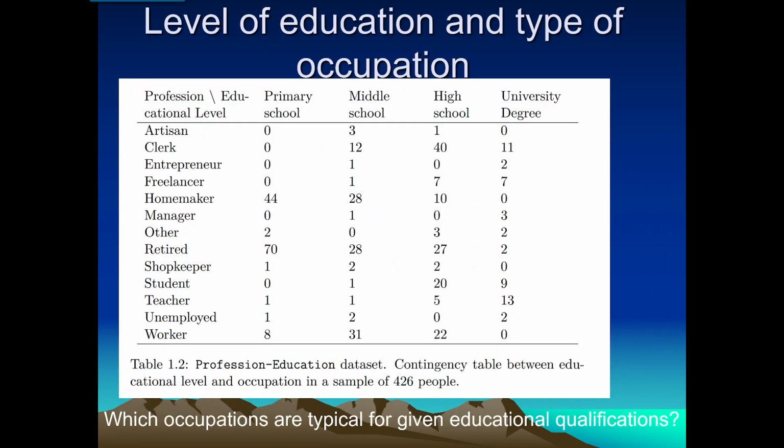Okay, here is another example: occupation and schooling level. Which occupations are typical for a given educational qualification? Which row is mainly connected with which column? If you have a certain degree, what do you expect to do? If you have just a primary school degree, what do you expect to do?